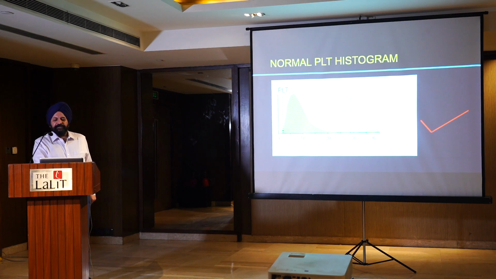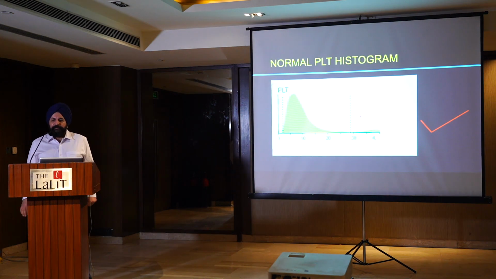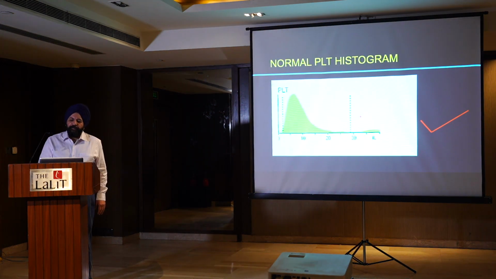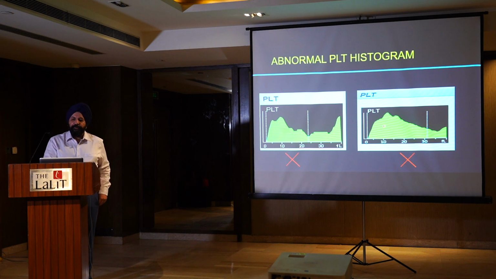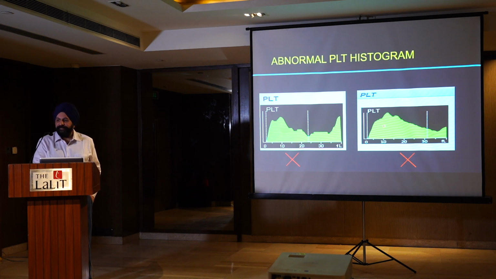So if I see a histogram like this, a normal platelet histogram, I would not be worried about reporting a platelet count of 20,000 also. I might not even see the smear. This is good enough for me. But if I see these kinds of histograms, then I would be very wary of reporting even 1 lakh. It could be tricky.